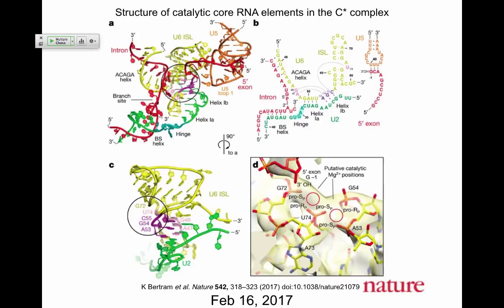So this is one from almost exactly a year ago, a publication which came out in Nature. And the main take-home message here is that we've got all of these base pairing interactions between the different RNAs. So this RNA up the top here, in yellowish, is U6. Down at the bottom, in green, is U2. And then we have U5 over here. In red is the pre-messenger RNA, exons and introns.